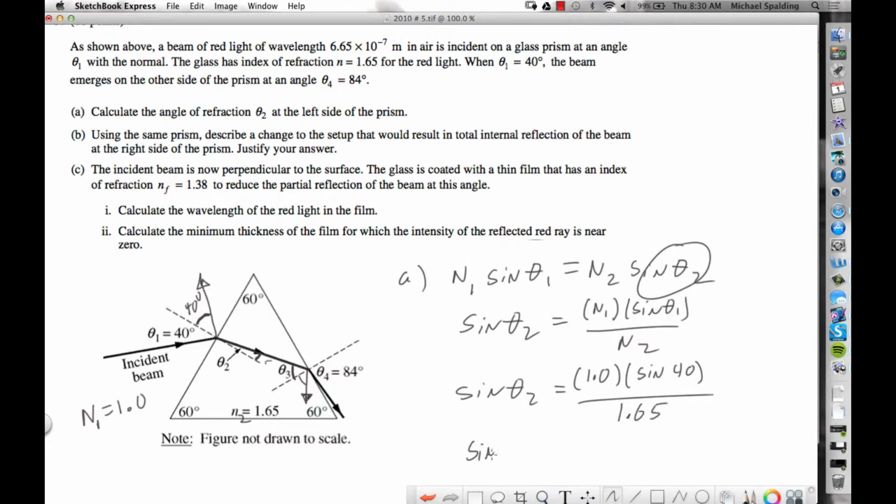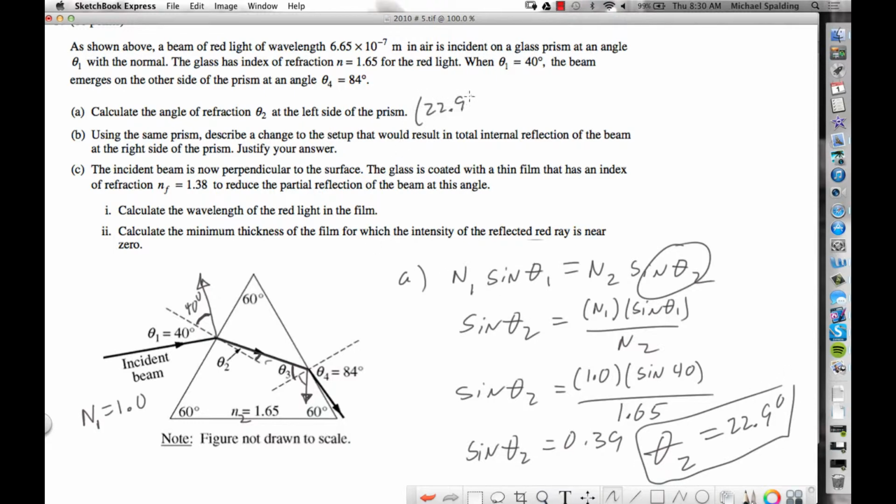Pretty easy, right? So sine theta 2 comes out as 0.39. Then do the inverse of that, sine inverse, and you get theta 2 equals 22.9 degrees, which is the answer.